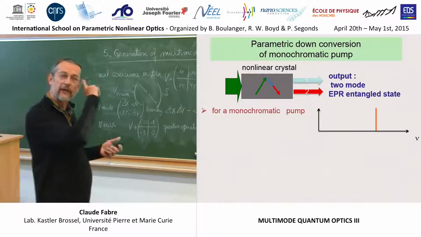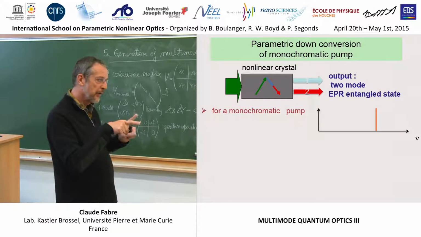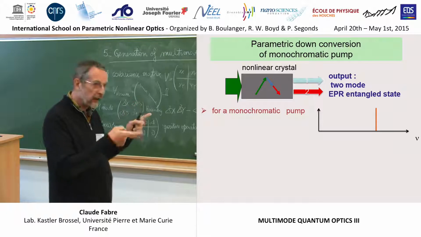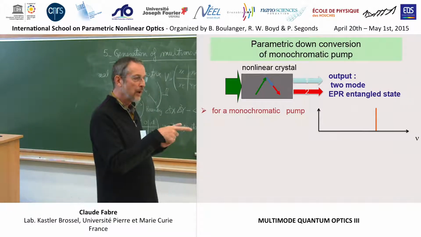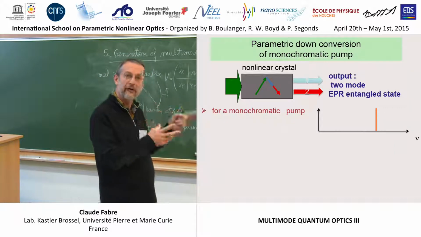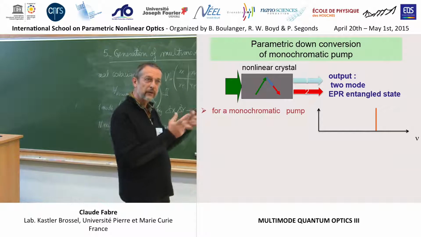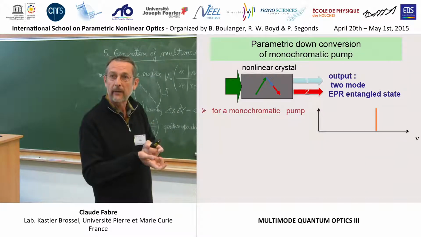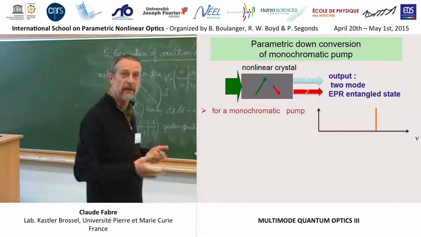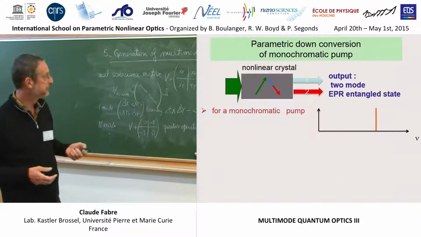So remember the EPR entangled state from last time. It's a state for which the X components are correlated, perfectly correlated at the limit, and the Y components are anti-correlated, also perfectly. And there is no Heisenberg inequality limiting each one because they correspond to commuting variables, they are not conjugate variables. So this was the origin of Einstein's argument some time ago.